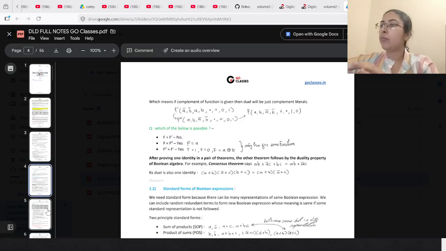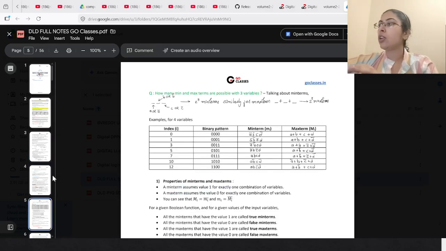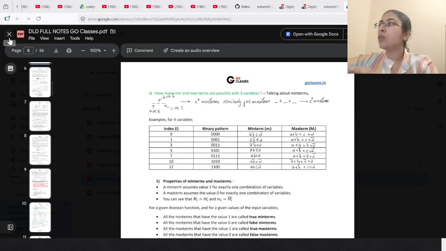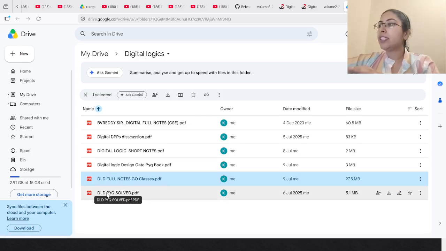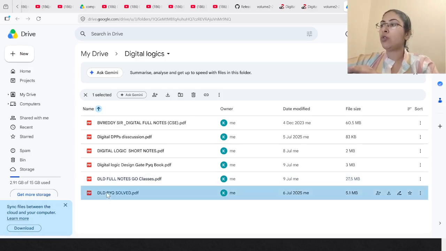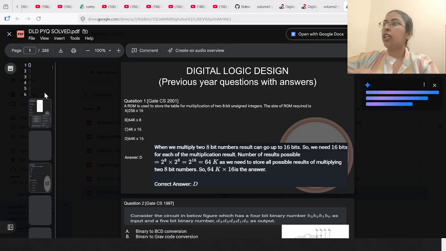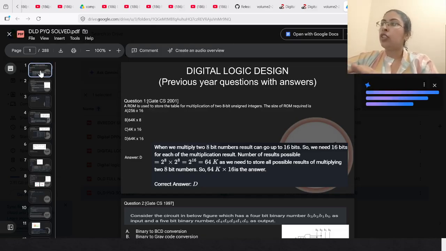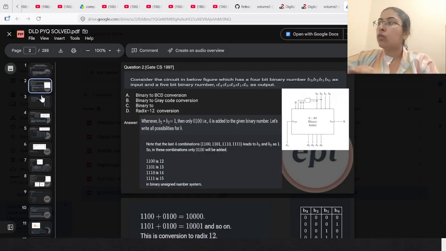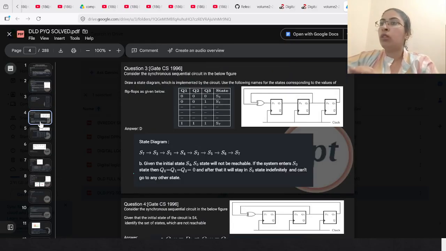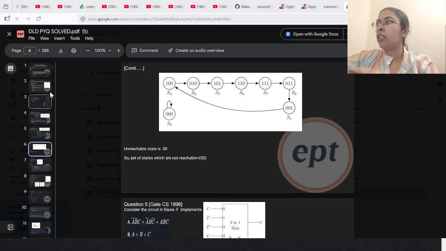So you can simply see these notes. Okay. Next is DLD PYQ Sold. These are EPT Digital Logic PYQ Sold. So you can solve all the PYQ from here. Okay, all the PYQs are given here.